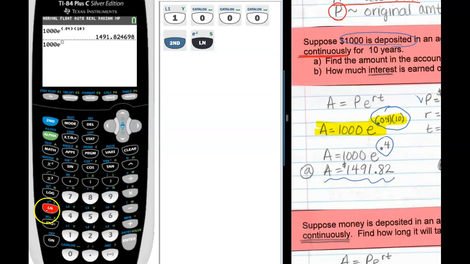Remember that ln, or the natural log, is the inverse of e to the x, and that's the reason why their inverse functions are shown one above the other. From here, I'm ready to go ahead, and this time I'm going to multiply 0.04 times 10 and get 0.4, and then I'm going to push enter, and we should see the same value.